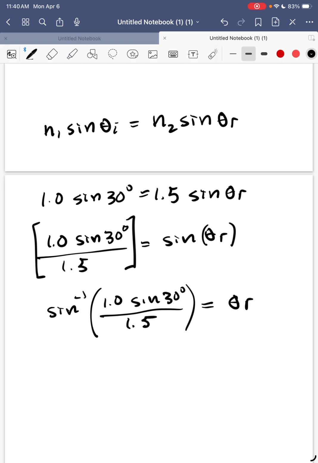So let's plug some of that stuff in. So I take 30 degrees, I take the sine of it, that's 0.5. I divide that by 1.5, and I get 0.33. So this is the arc sine of 0.33, so 1/3, like that. And if I take the arc sine of that, I get an angle of 19.47 degrees. Probably more precision than I need, but 19.47.